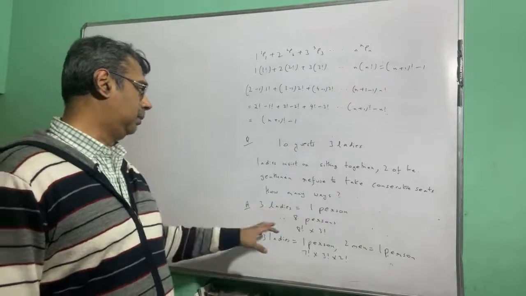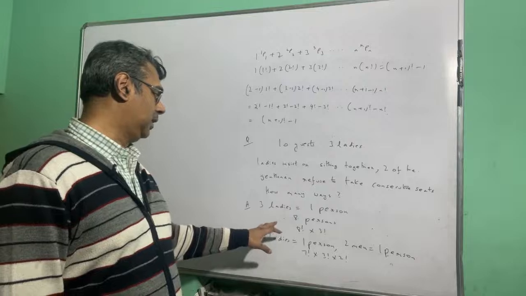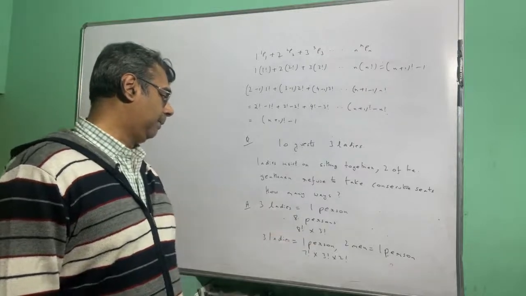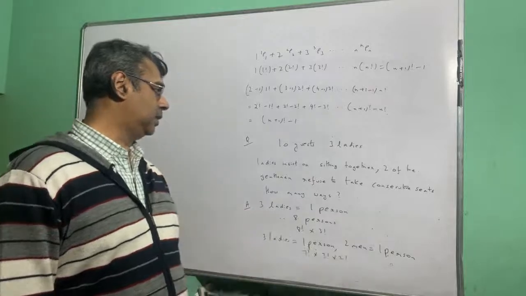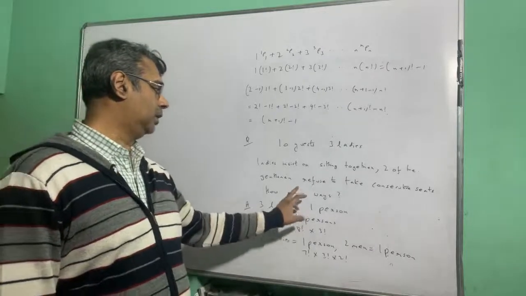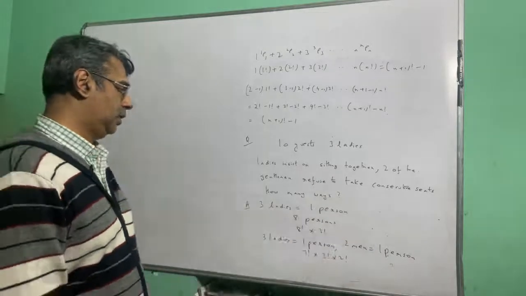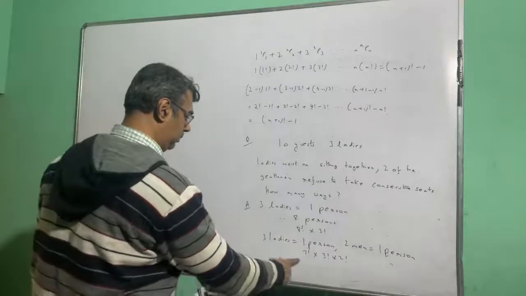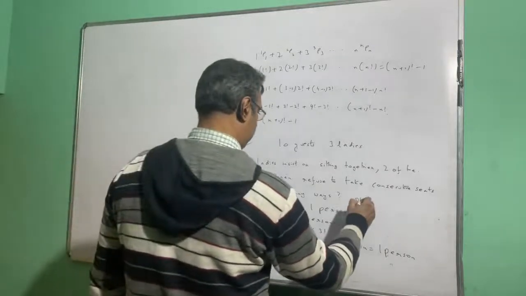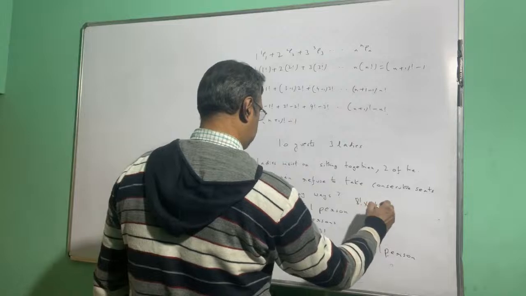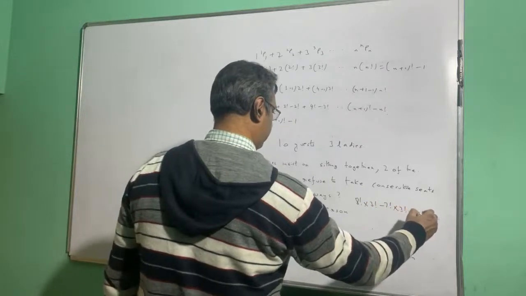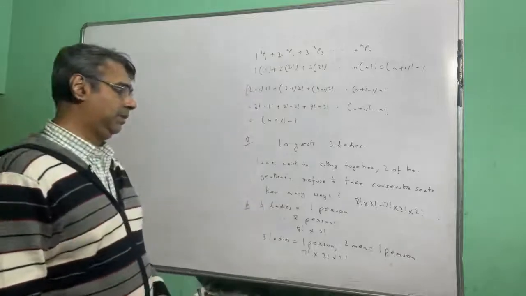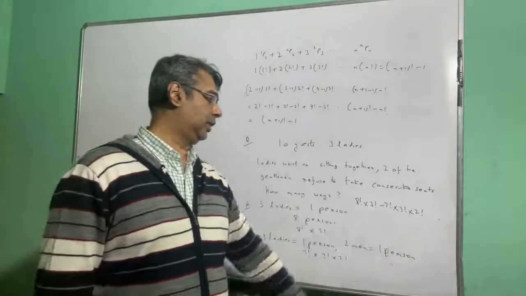So the number of ways in which the ladies are together is this, and the number of ways in which the ladies are together and the men are together is this. We don't want the men to be together, so the final answer will be this minus this. So the final answer will be 8 factorial into 3 factorial minus 7 factorial into 3 factorial into 2 factorial.